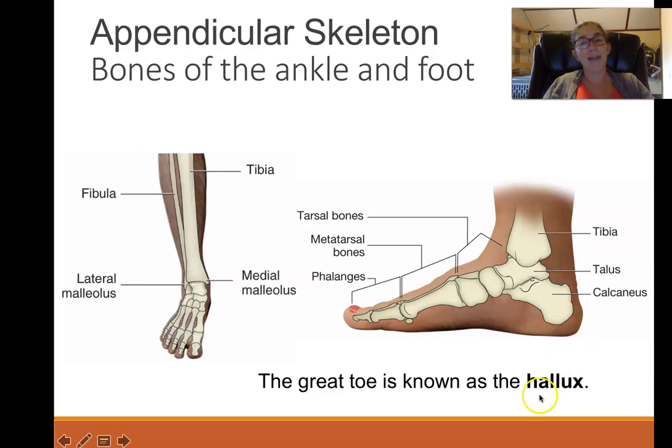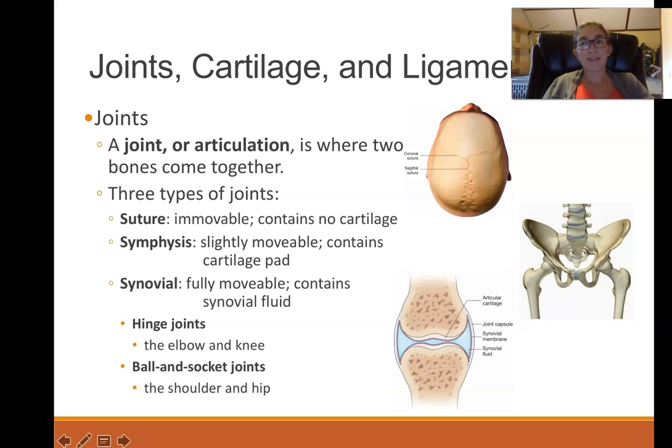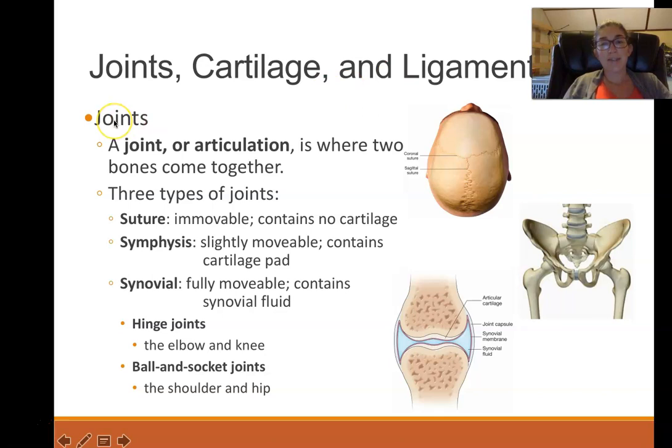Other parts of the skeletal system besides the bones include joints, cartilage, and ligaments. So joints are where two bones come together. And there are three types of joints. Another word, a more medical term for the joints, is articulations. So the three types of joints are suture joints, symphysis joints, and synovial joints.